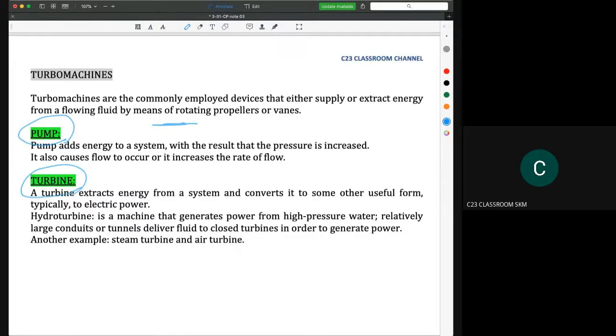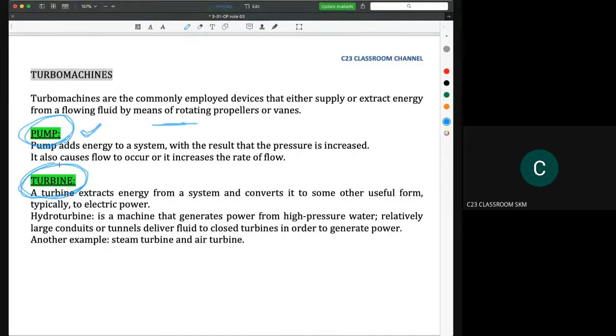The difference between pump and turbine is that a pump adds energy to a system, with the result that the pressure is increased. It also causes flow to occur, or it increases the rate of flow. The major difference is that a pump is a device which gives you more energy. However, a turbine will extract energy from a system and convert it to some other useful form, typically electric power.